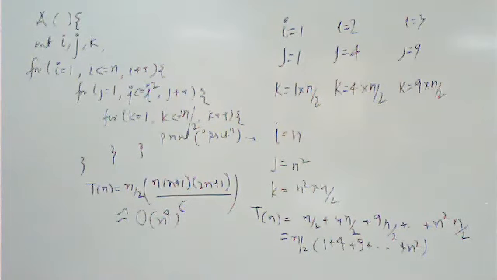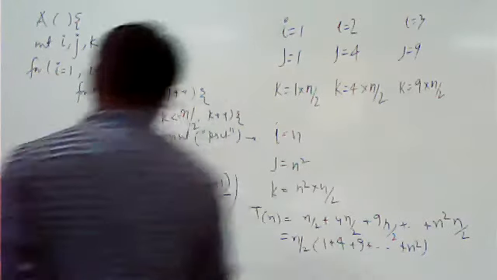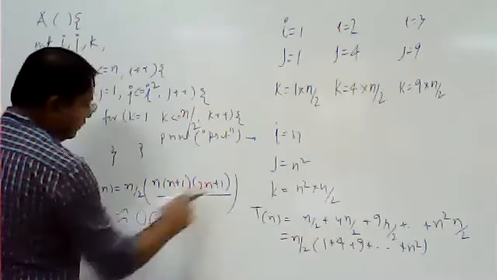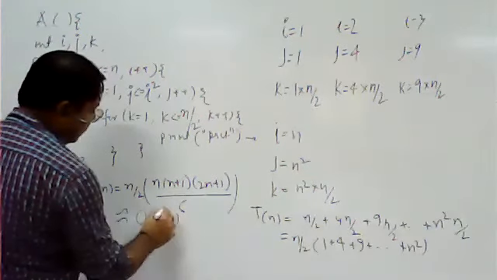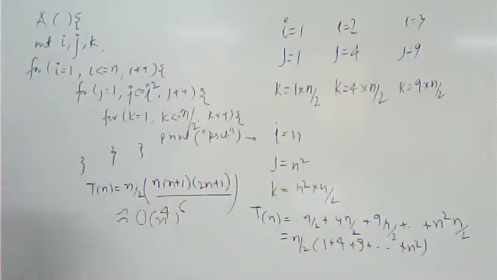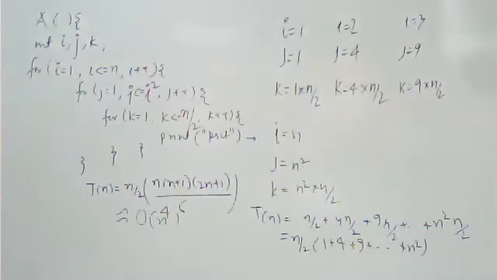Sir, at the last it is written order of n to the power 4, you simply calculate, n into n into n into n. So what is the maximum power? n to the power 4. If you solve this, you will get the highest order, that is n to the power 4. So that is the time complexity.